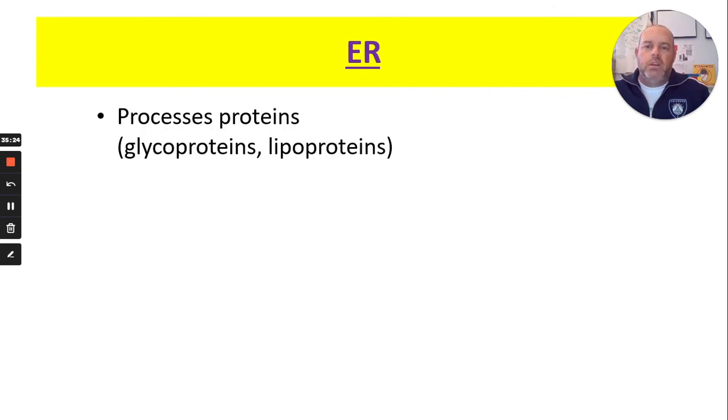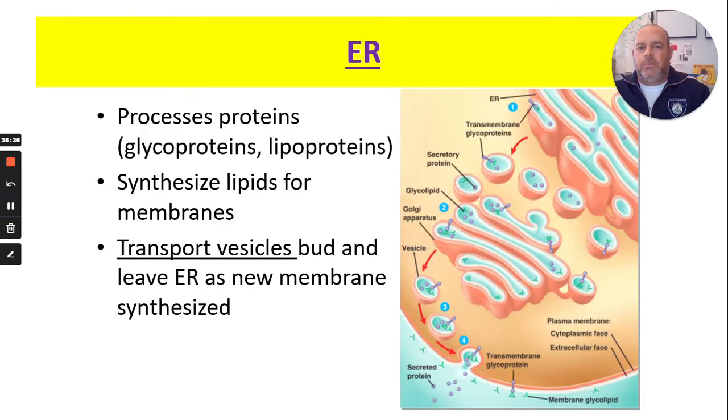So the ER, endoplasmic reticulum, there is a rough ER and a smooth ER. I'll get to that in a minute, but in general, they process proteins. It could be glycoproteins or lipoproteins. All that means is a sugar attached to a protein or a lipid attached to a protein. Part of the ER will synthesize lipids for membranes. There are transport vesicles that come off of the ER and are used like little vessels that move things around the cell. You can see that in the picture up top.